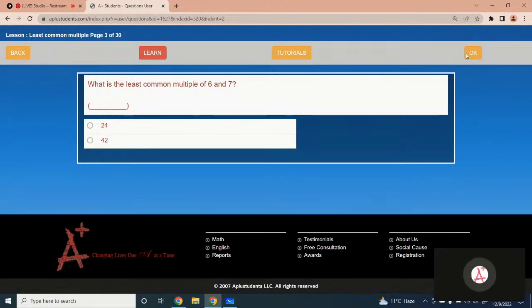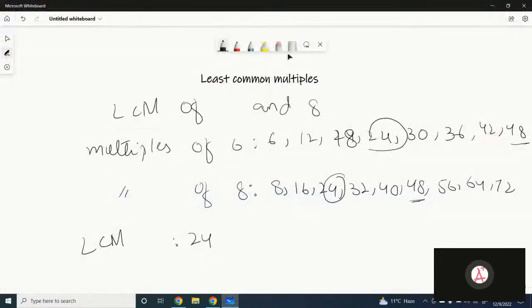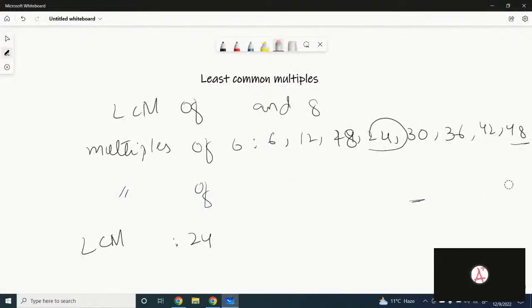Okay, for the next one, you have to write the least common multiple of 6 and 7. You already have the multiples of 6 on the board. Let me just write down the multiples of 7.